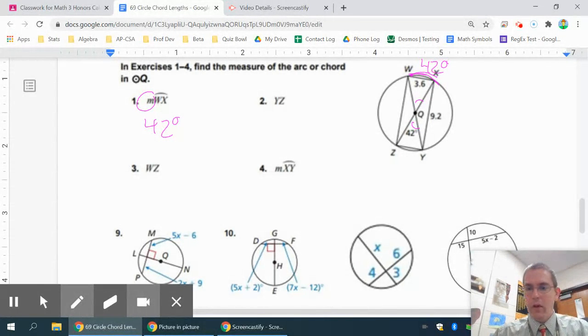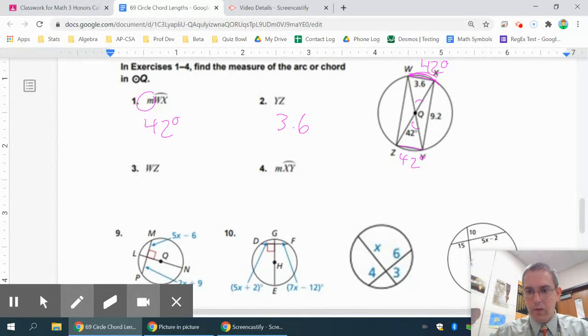For number two, YZ, well, if both of these are 42-degree arcs, then the chords that subtend those arcs are also equal. So if this chord is 3.6, this chord here, ZY or YZ, is also 3.6, because if the arcs are equal, the chords across those arcs are equal.